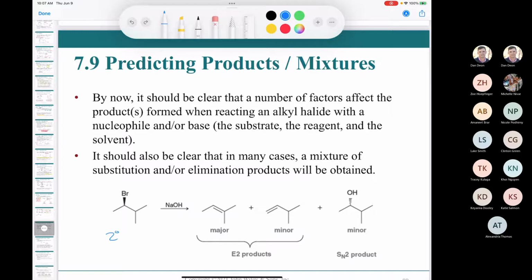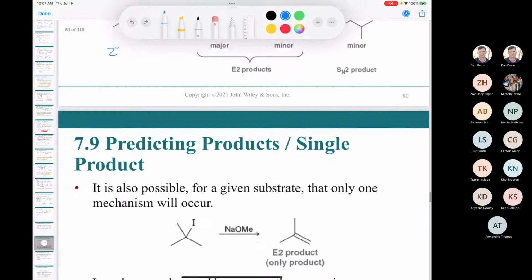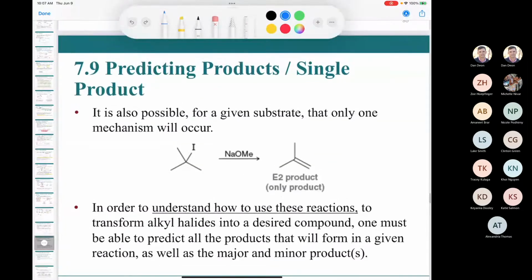The E2 will predominate in this case because the secondary alkyl halide is sterically hindered, but we get a mixture of the Zaitsev product, the Hofmann product, and the substitution product, which occurs via inversion of configuration. So we'd have to be able to look at that and determine what the products would be. And there are situations where you're going to get only one product.